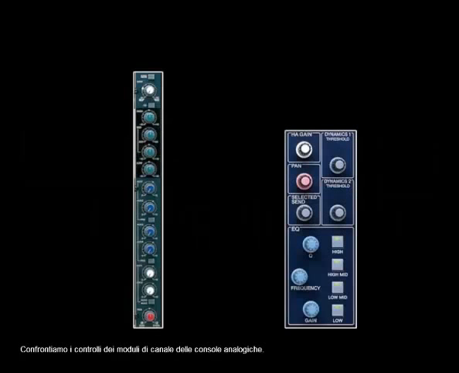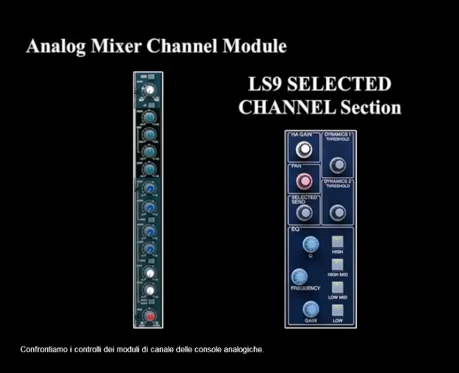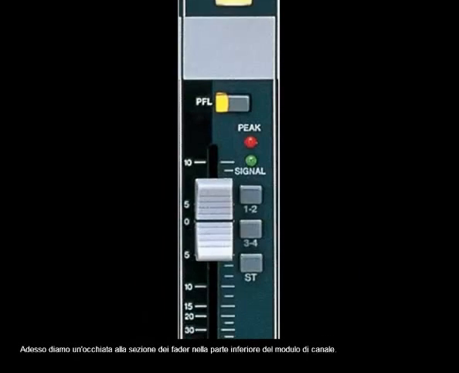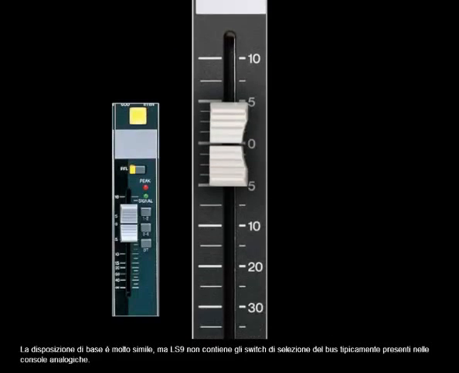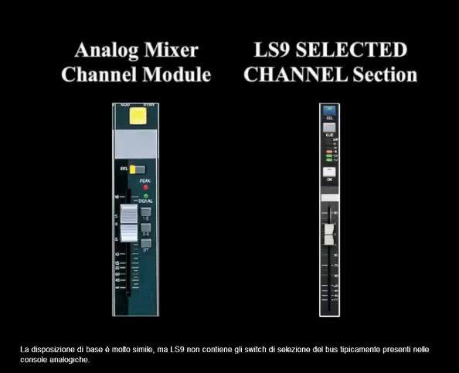Let's take a moment to compare the channel module controls on an analog console. The most important of these, head amp gain, EQ, and pan, are duplicated for every channel. The LS9, for example, features 4-band parametric channel EQ, controlled by 3 switchable knobs. The same degree of control requires 12 knobs on an analog console. Next, take a look at the fader section at the bottom of the channel module. The basic layout is similar, but the LS9 does not have the bus select switches that are common on analog consoles.